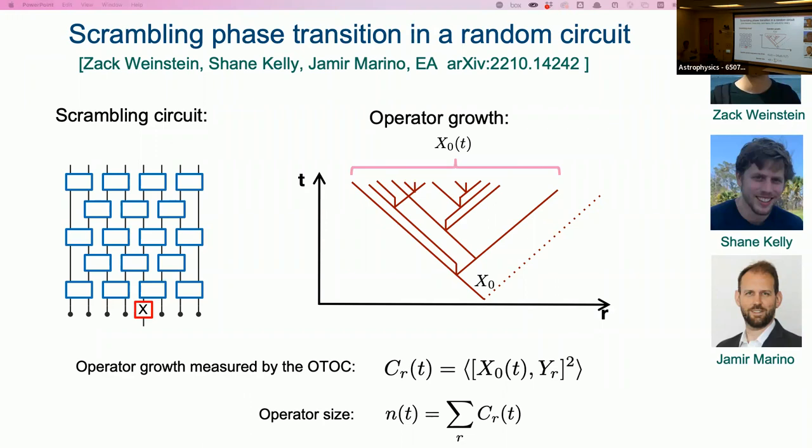By this so-called out-of-time order correlator, you can diagnose whether your operator has reached a certain point and what the probability is that it has reached it. And if you sum this over the entire space, you get a measure of the operator size, which you expect to grow with some kind of light cone. This is well known, and people have been interested in it. It's called quantum scrambling. It's how operators that are initially simple become larger and more complex. And this OTOC measures it.